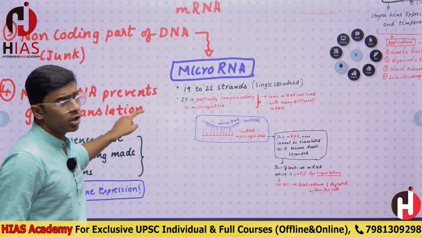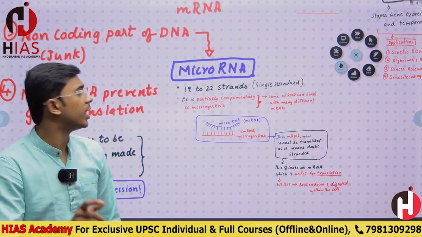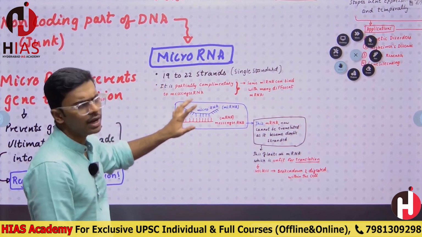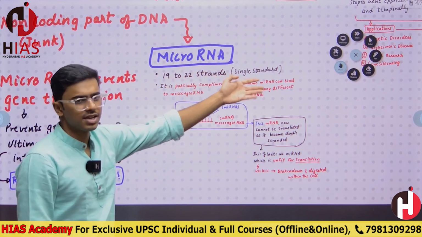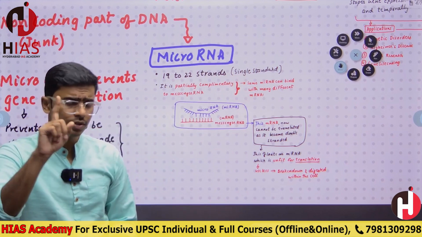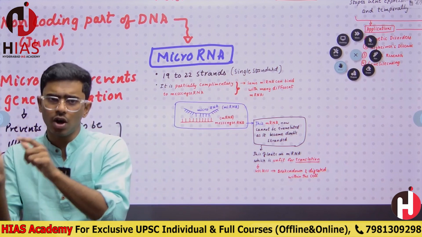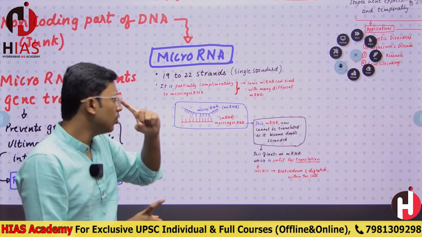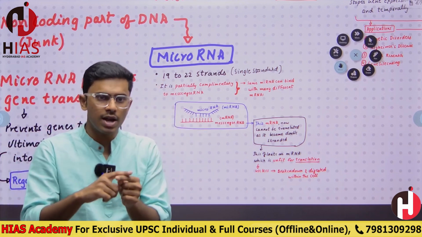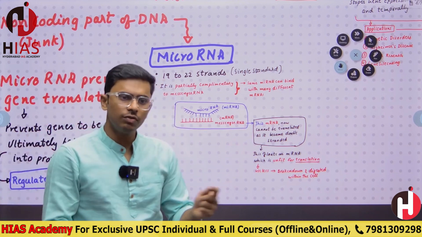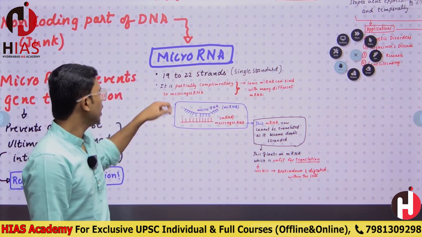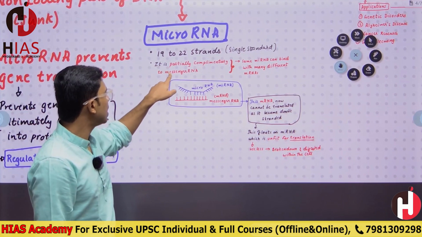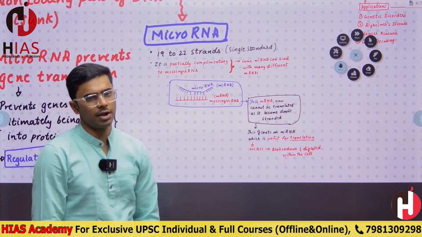Right? The RNA which is produced by the areas which are not gene areas is your microRNA. Now, microRNA is typically small, 19 to 22 nucleotides, and it is single stranded. First difference, I told you, is that it comes from non-DNA areas, so non-genes. Second difference is that it is very small. mRNA is a little huge. MicroRNA is very small, single stranded, and partially complementary to messenger RNA.